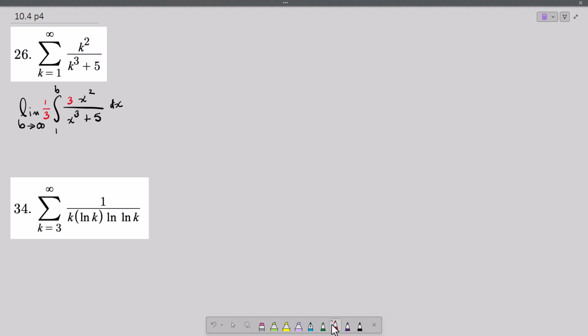So if you multiply top and bottom by 3, then it's in log form. And once it's in log form, we're off to the races. We can factor the 1/3 out to the front, and we have the limit. And then if it's in log form, we get natural log absolute value of the denominator. And that'll go from 1 to b.